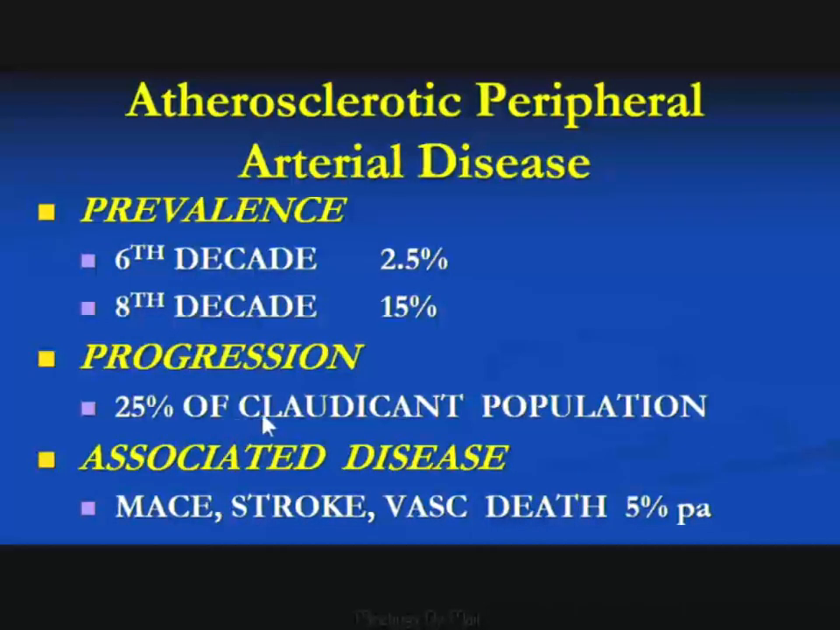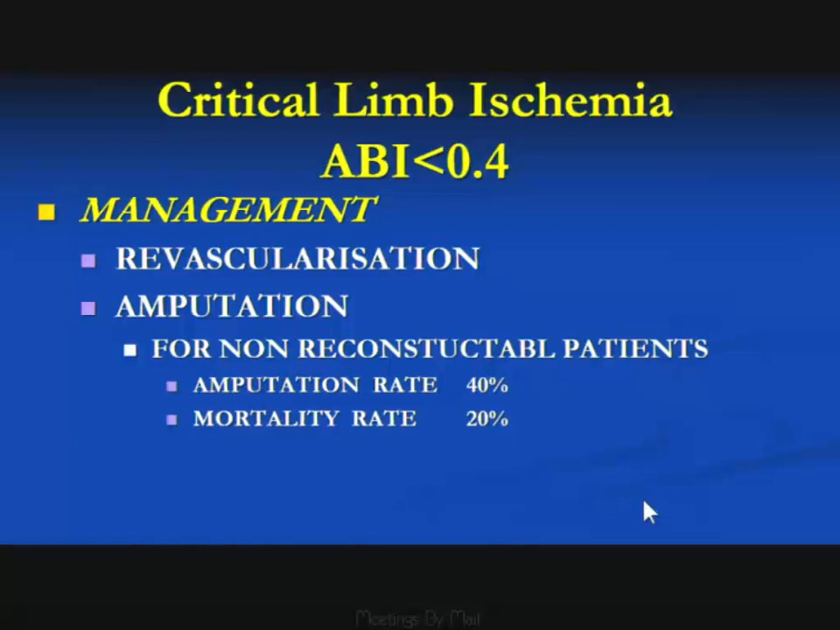Only about 25% of claudicant patients generally will progress to critical limb ischemia, but that's still a significant issue. And they have associated vascular disease affecting the heart and the brain. And vascular death in patients with established limb ischemia, that is physical findings of limb ischemia, is 5% per annum. So the management for critical limb ischemia with the ABI less than 0.4 is revascularization if possible, or if not possible, then amputation. So for non-reconstructible patients, amputation rate of 40% and mortality rate 20%.